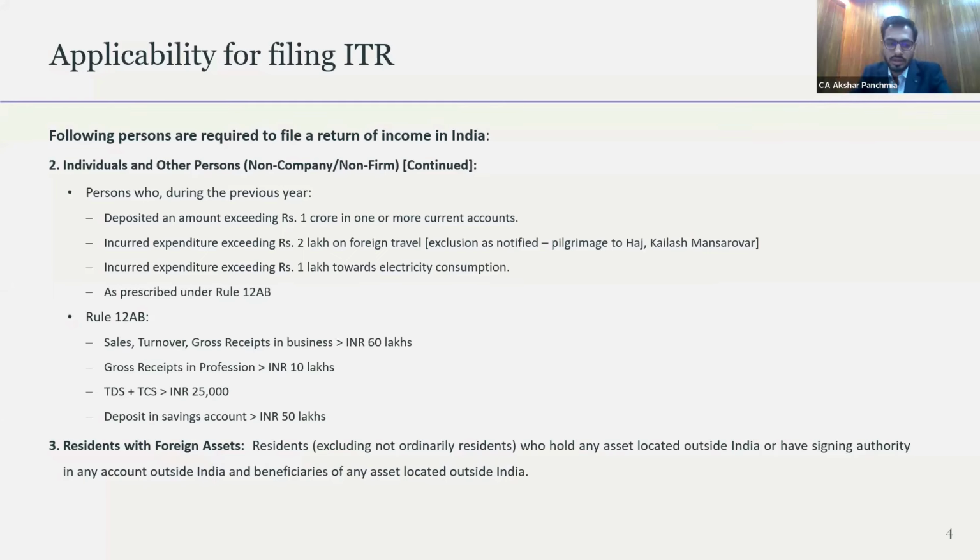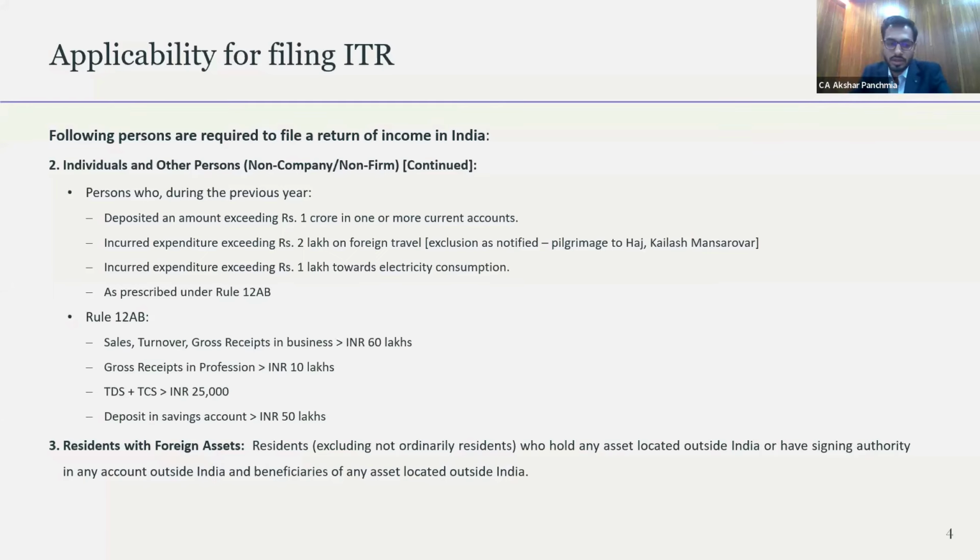So ITR 1 and ITR 4 are specifically created as simple forms. They are not very detailed, and in terms of number of pages, ITR 1 is not more than 4 pages, and ITR 4 is not more than 7 pages. So these are easy forms. However, if you have capital gains income, then you cannot file either of these.